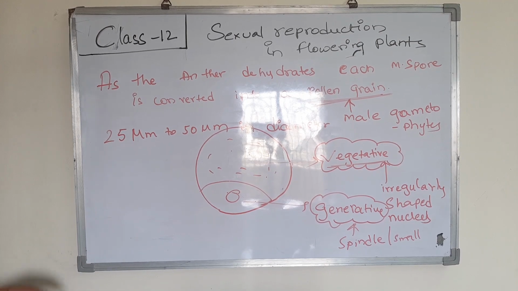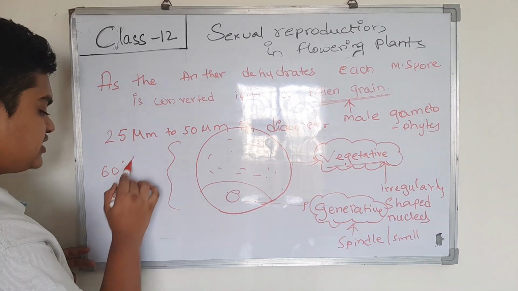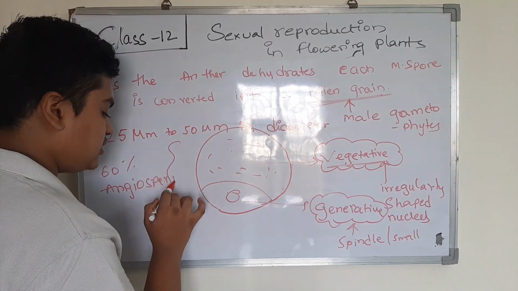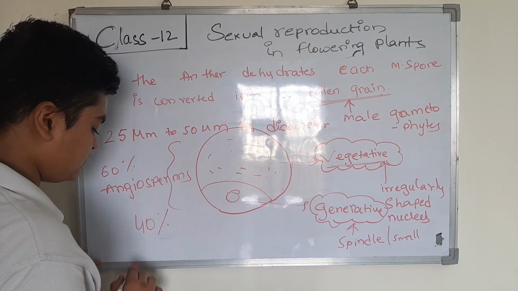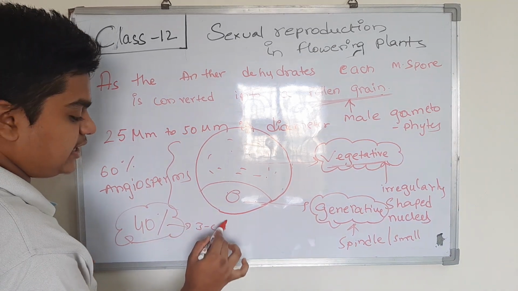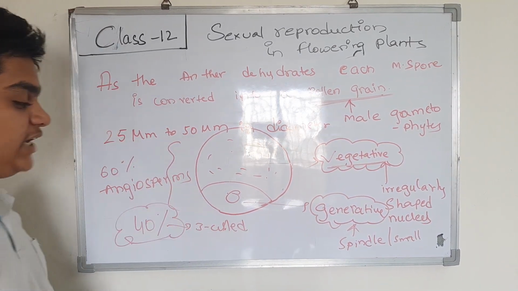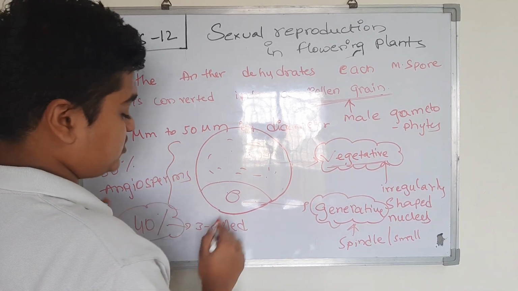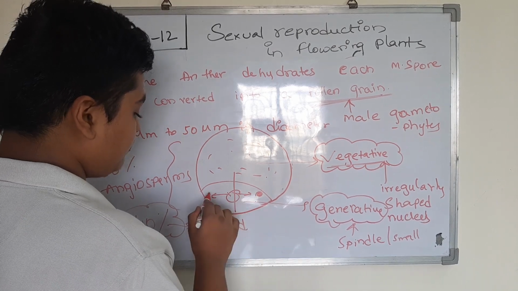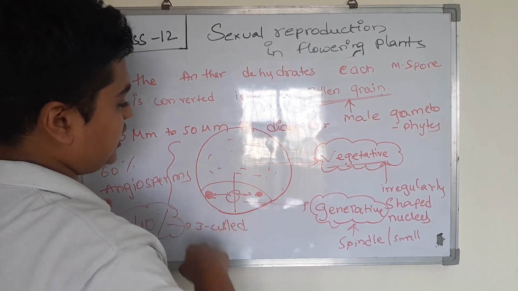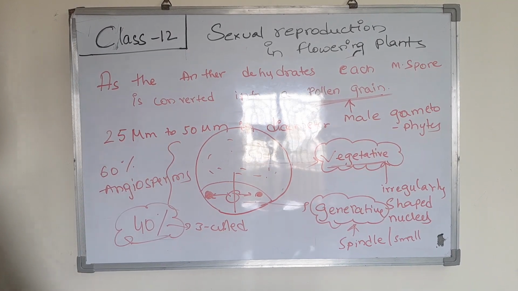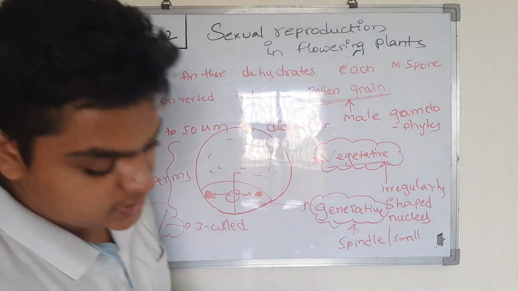Now, this condition is only seen in 60% of angiosperms. But in the remaining 40% of angiosperms, the pollen grains are released in a three-celled stage. What happens in these 40% of angiosperms is that the generative cell divides and forms two gametes. So there are three cells: one vegetative cell and two gamete cells.